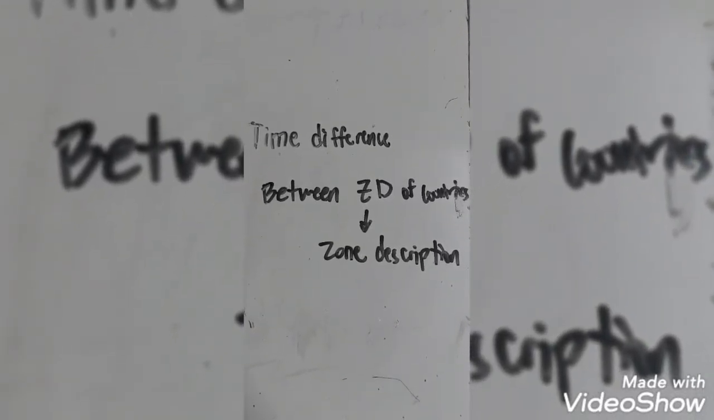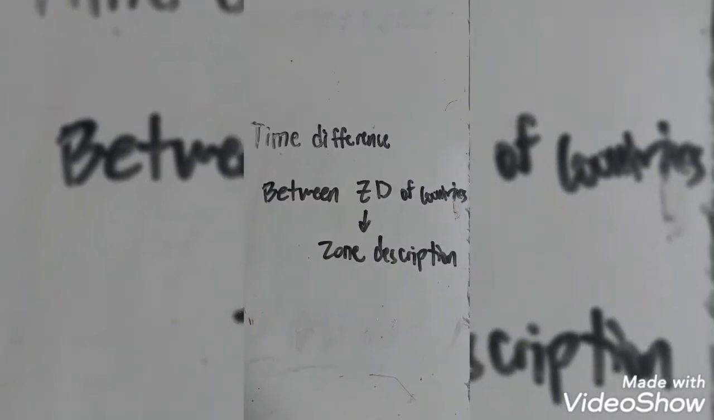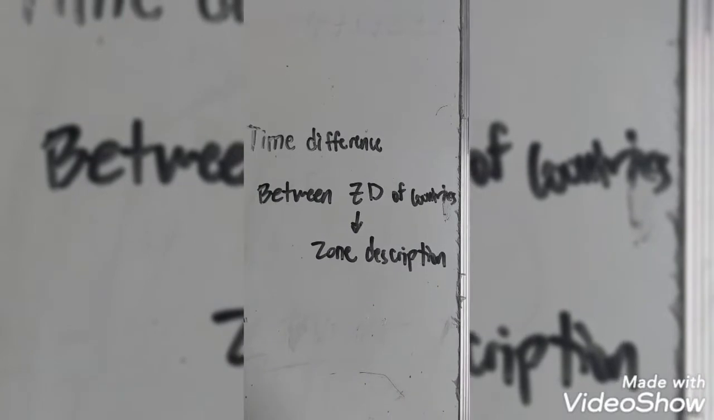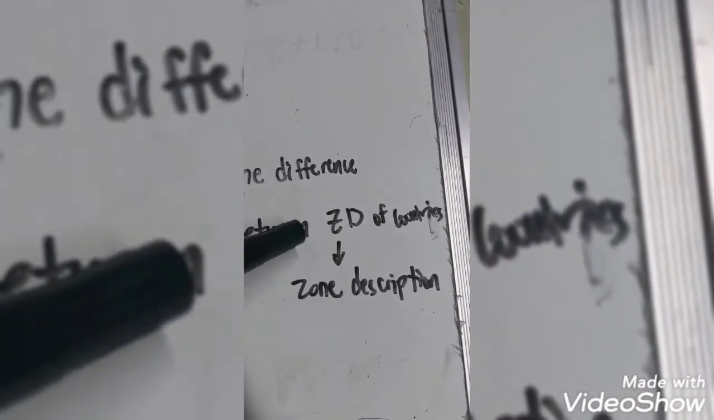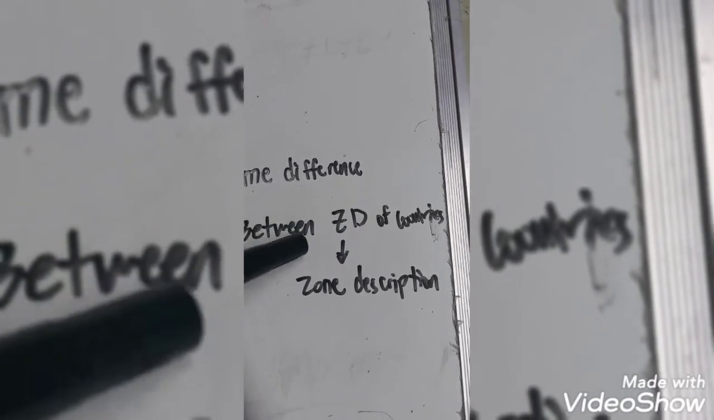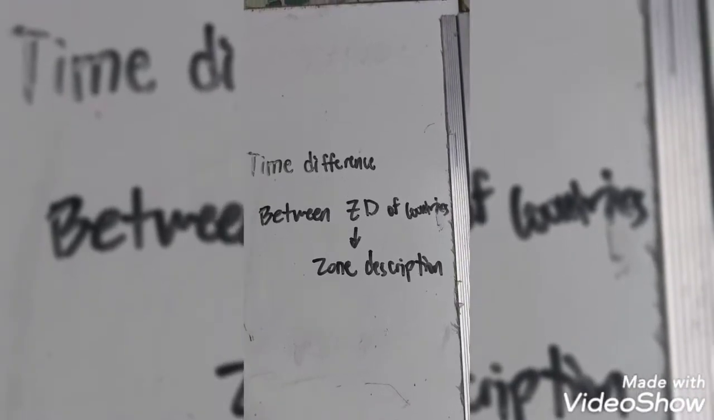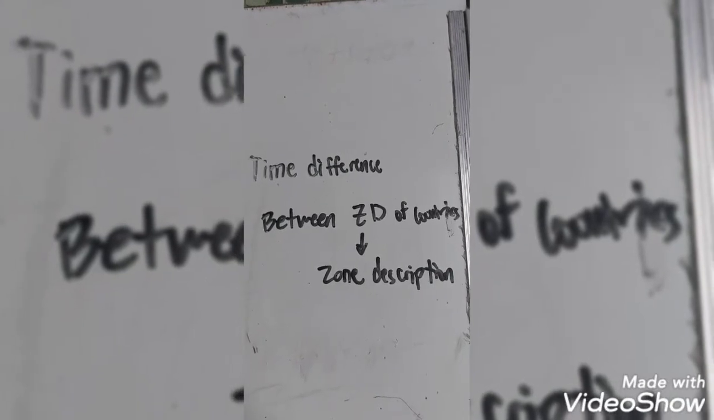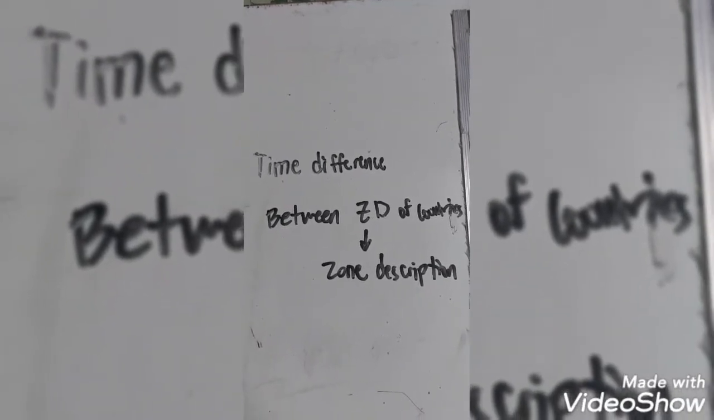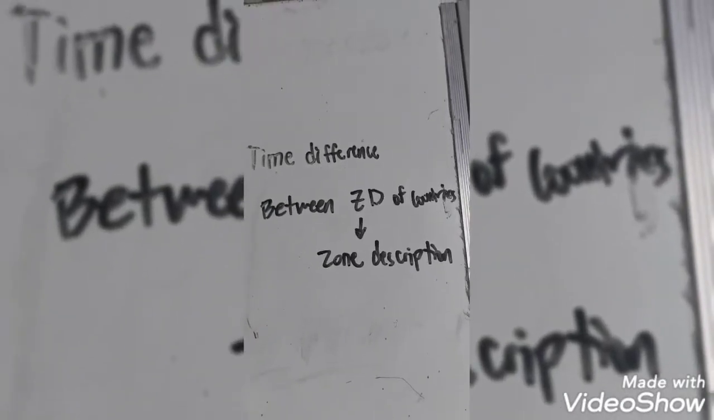I am going to teach you how to get the time difference between the zone descriptions of countries. The problem you may encounter is ZD, meaning the zone description. It depends on the longitude of the country. Just determine the longitude of the country and divide it by 15. You will be able to determine the zone description.